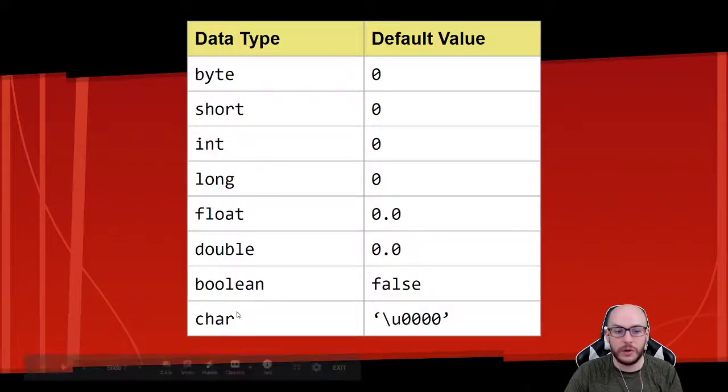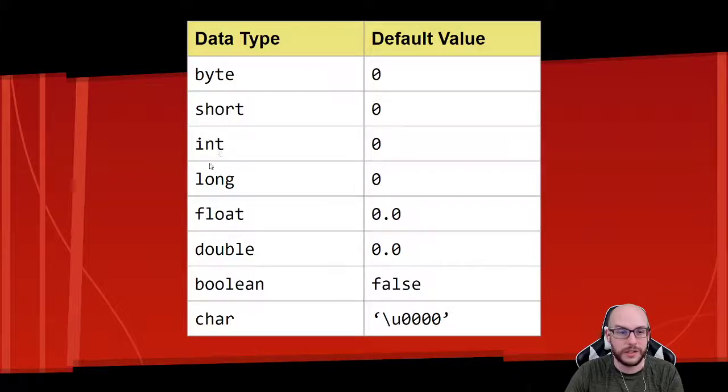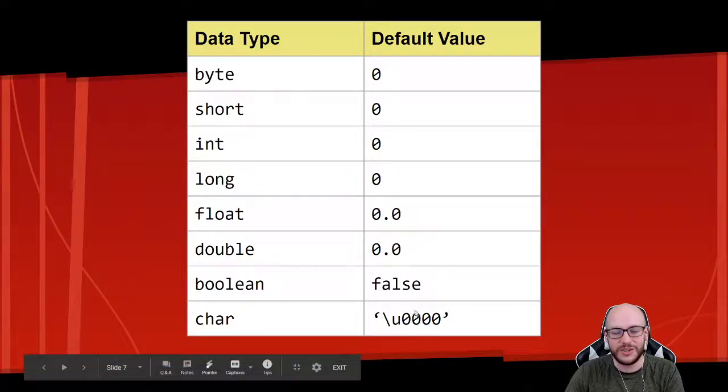Here are all of our primitive data types. We see byte, short, int, long, all zeros. Float and double are 0.0 because these represent floating point numbers. Boolean has a default value of false, and I told you a long time ago to think about this as 0, so that makes sense to me. And then lastly, char, this is the Unicode for 0. This is 0 the character. So don't let this super confuse you. It's 0 the character.